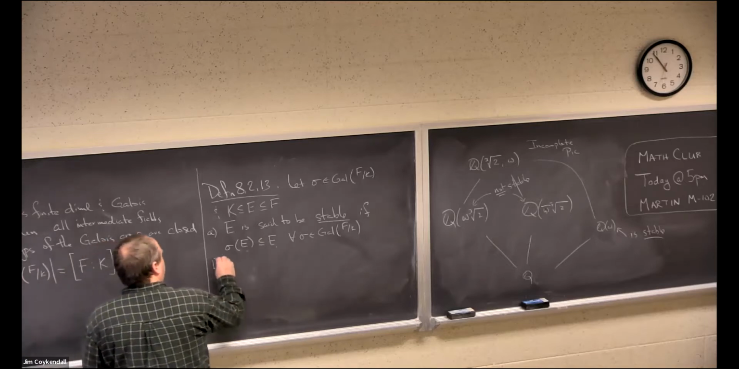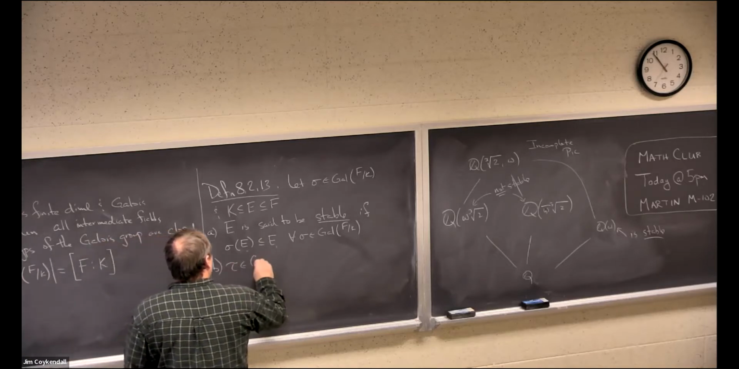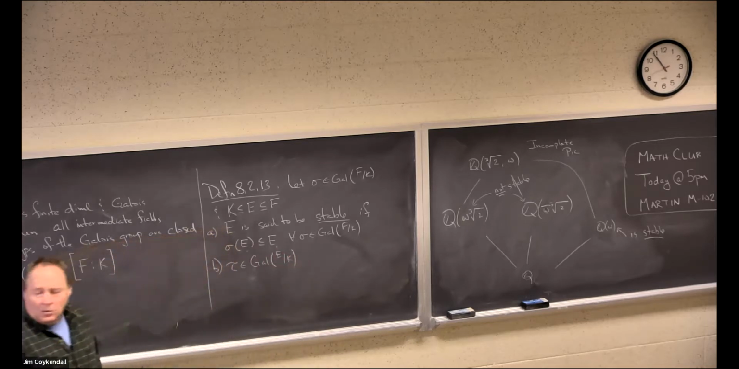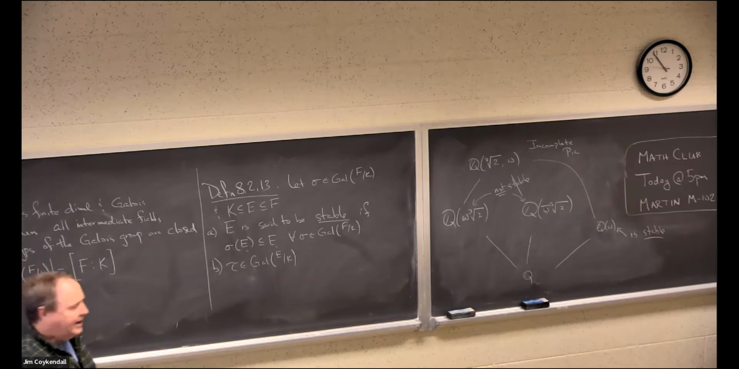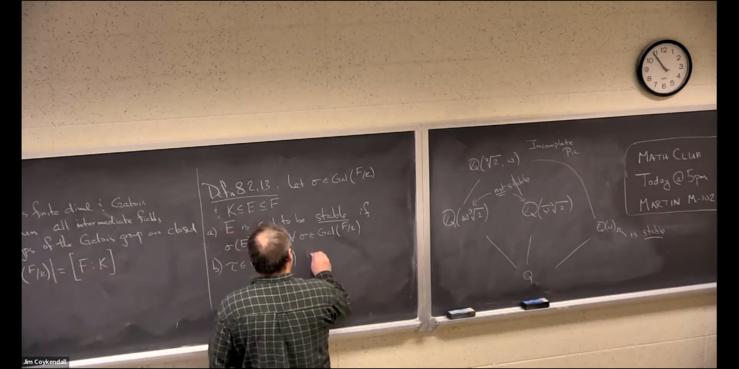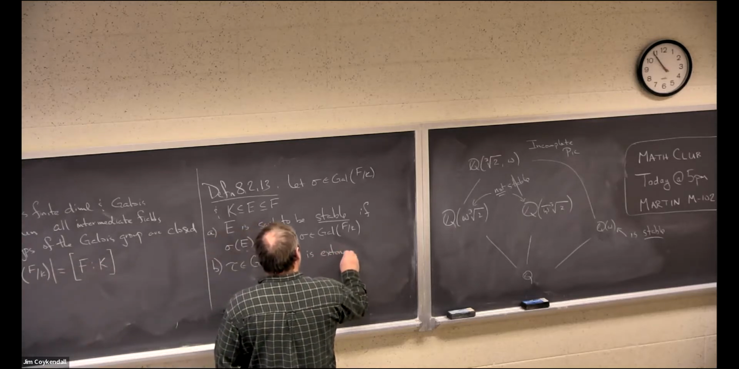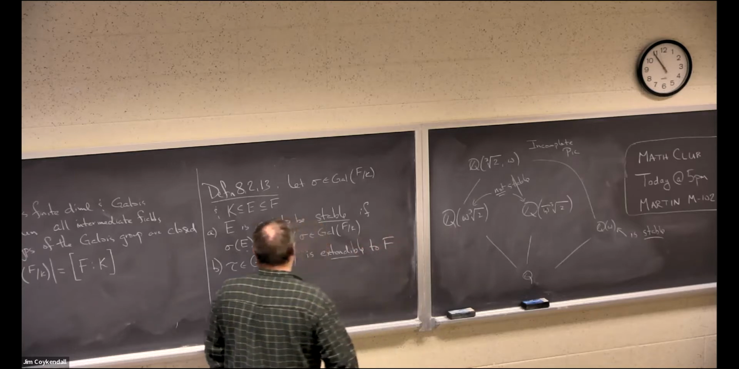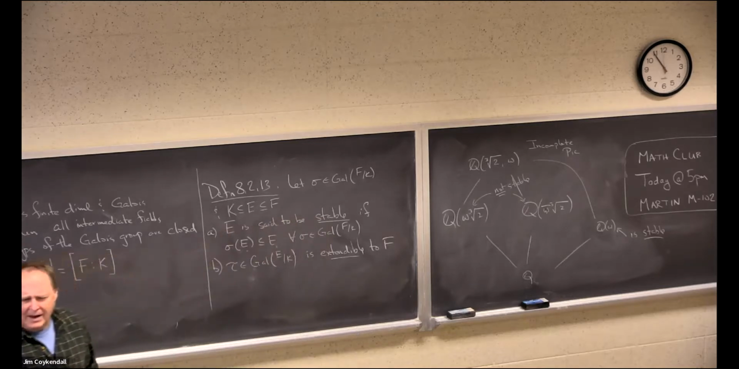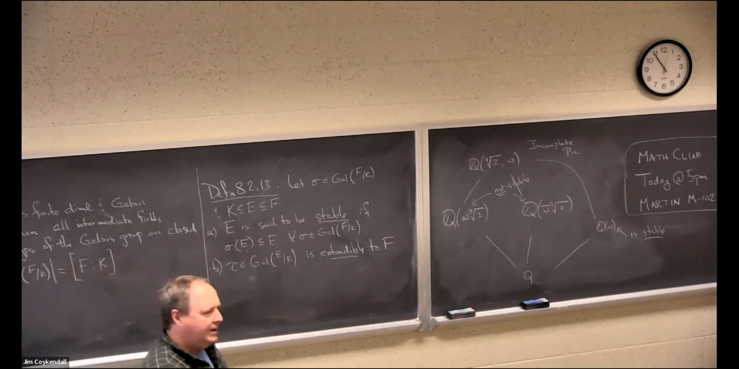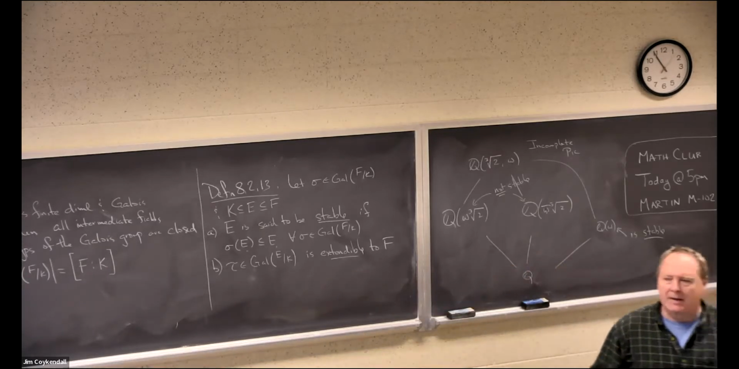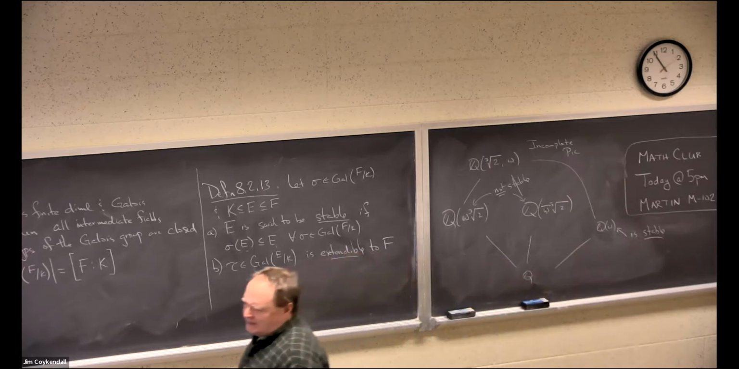Here's something else we can say. We can say that tau in the Galois group of E over K, and of course, I just mean the automorphisms that actually fix K, is extendable to F. So this is a natural thing to ask. So I've got an automorphism of E. When can I extend this in a natural way to an automorphism of F?